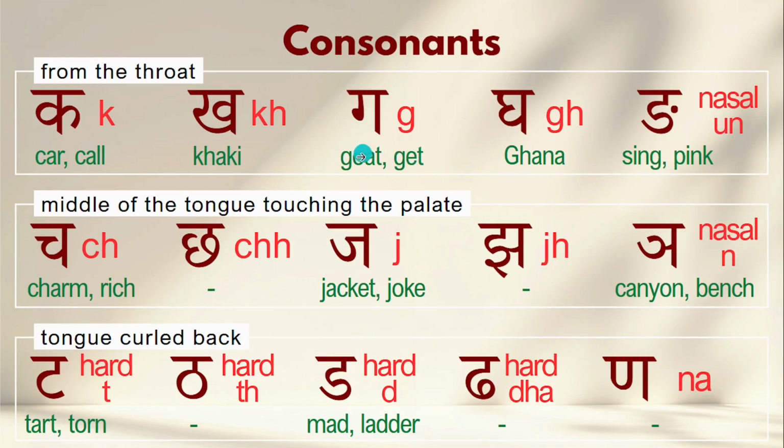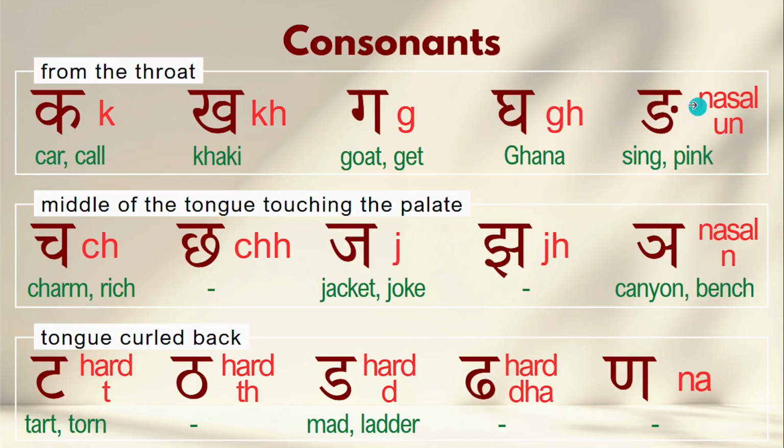Then g for goat, get, gambler. So that's g. And then gh, this is continuing from here. They're all in the throat again. So that's k, kh, g, gh. And then this is ng. The way it is going to sound is like when you say sing.